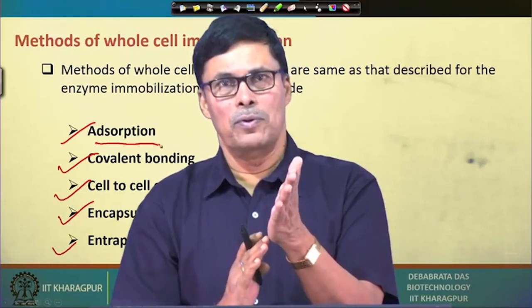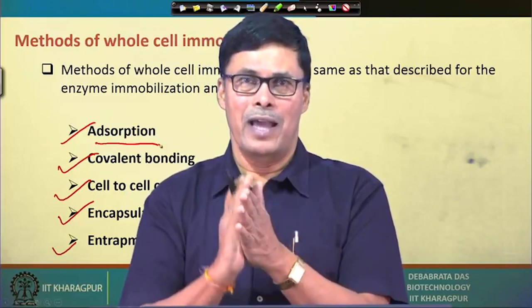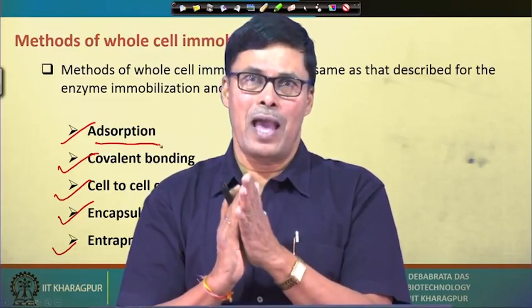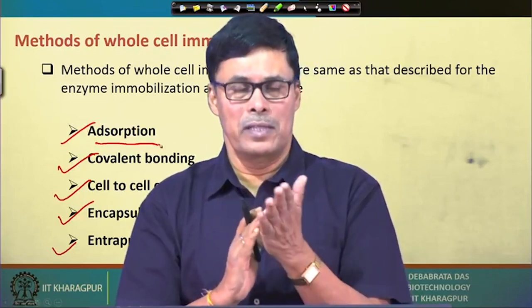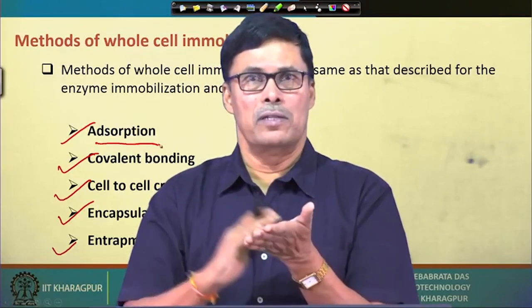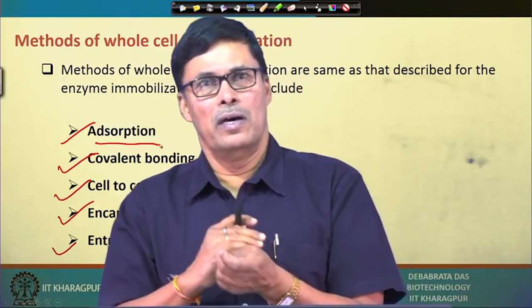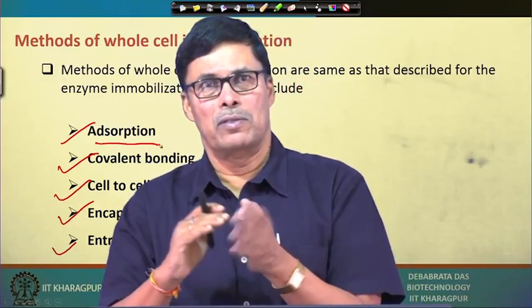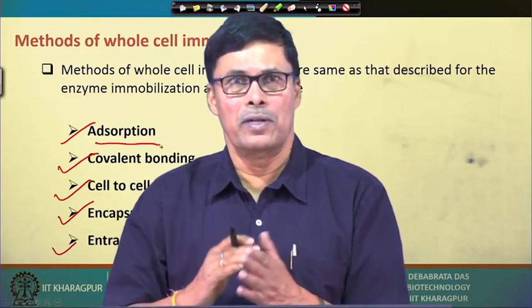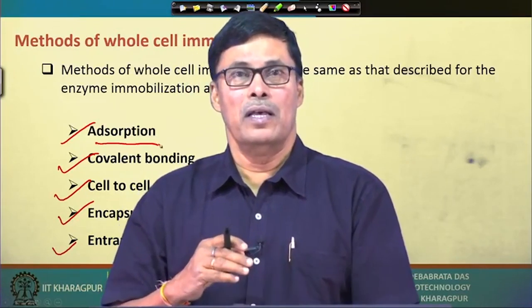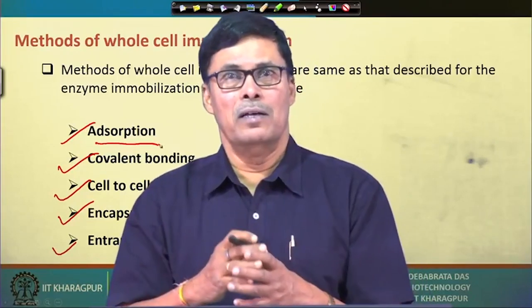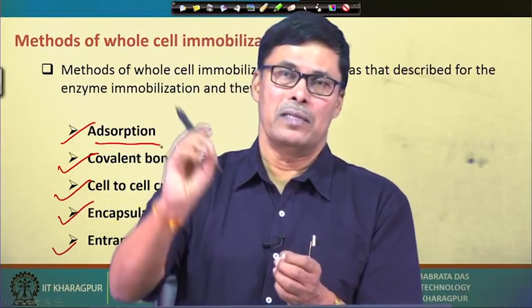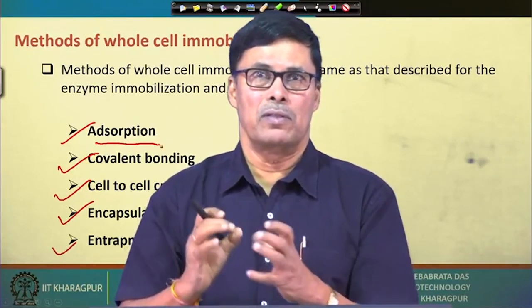So if you pass your liquid at a very high flow rate, then there will be axial shear force. Due to the presence of the axial shear force, there is every possibility the cell may dislodge from the surface of the solid matrix. So that is the major disadvantage of the adsorption process. But it is considered the cheapest process, because you just pack the solid matrix and pass the cells through it so that they can adsorb.